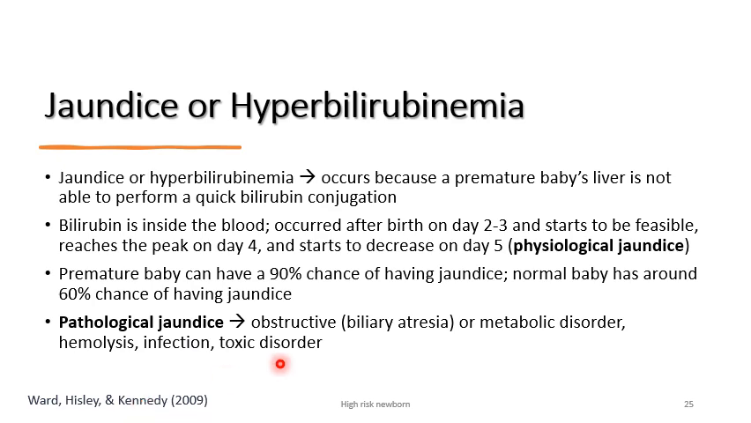And we also know what we call pathological jaundice. It means that the baby really has a problem with their body. For example, if there's an obstruction of the biliary tract, which causes biliary atresia, or a metabolic disorder, or a hemolysis disorder, infection, or even just a toxic disorder.